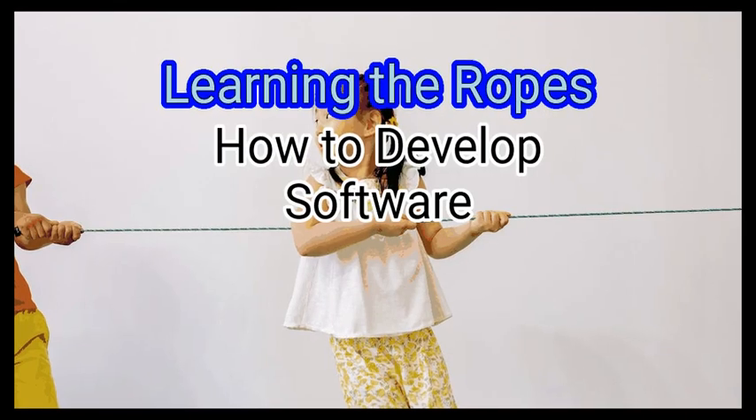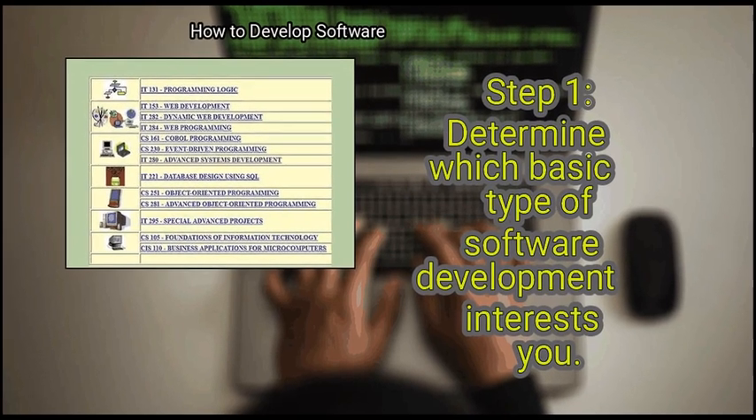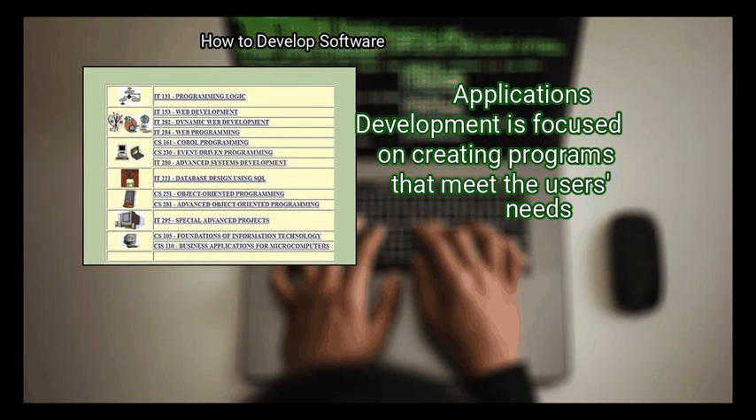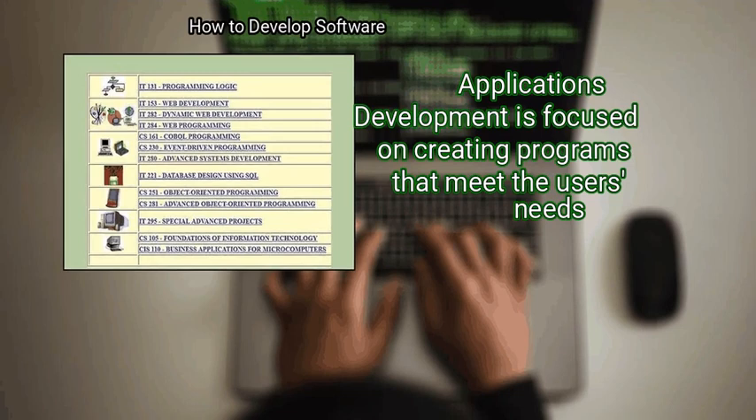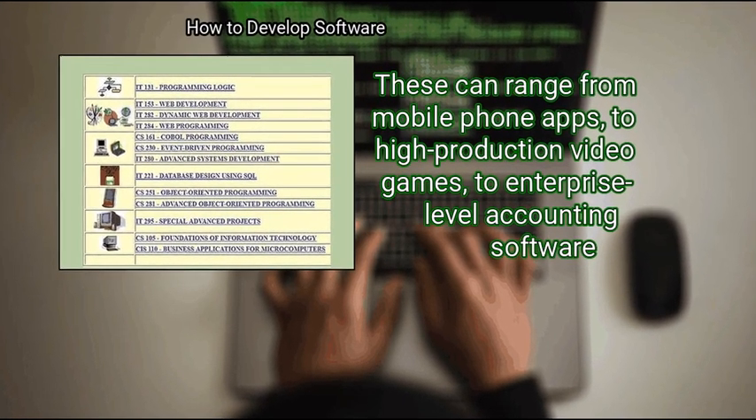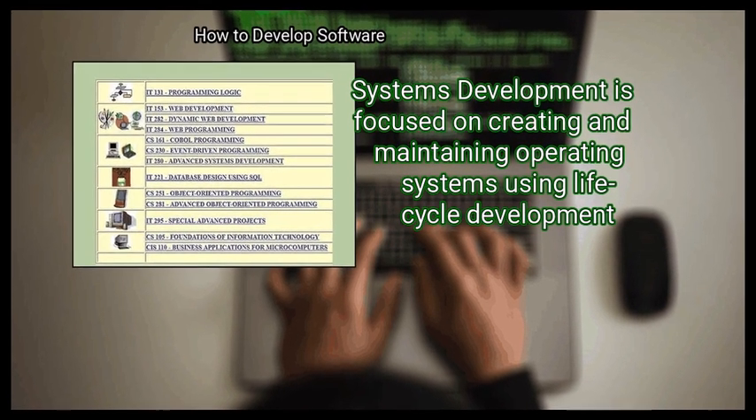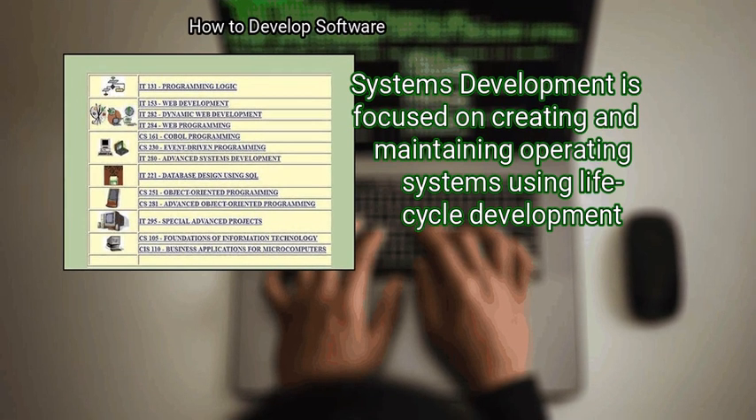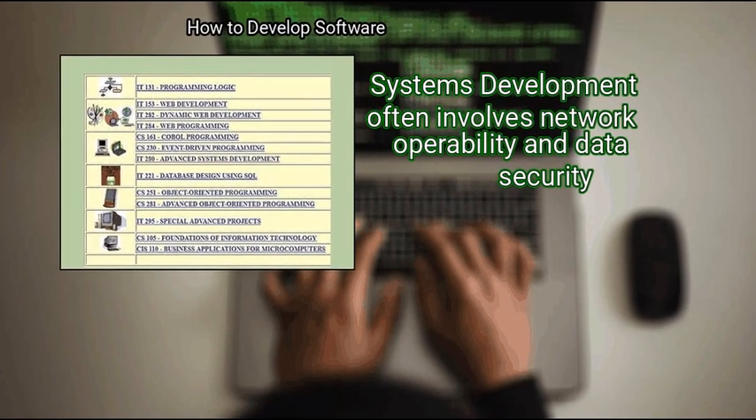Method 1. Learning the ropes. First, determine which basic type of software development interests you. There are two basic camps of software development. Applications development is focused on creating programs that meet the user's needs. These can range from mobile phone apps, to high production video games, to enterprise-level accounting software. Systems development is focused on creating and maintaining operating systems using life cycle development. Systems development often involves network operability and data security.